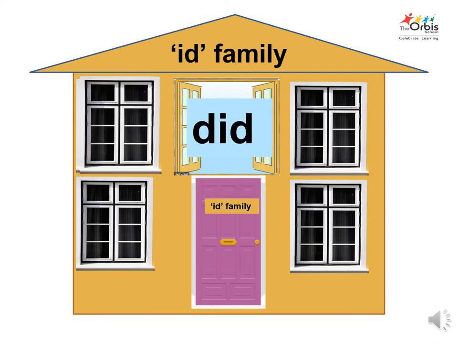Now, let's find the name of the second family member living in the house. The phonic sound of D is D. Now, to combine the sound of D with the sound ED to get the name of the person inside the window. That is DID. Say hello to DID.